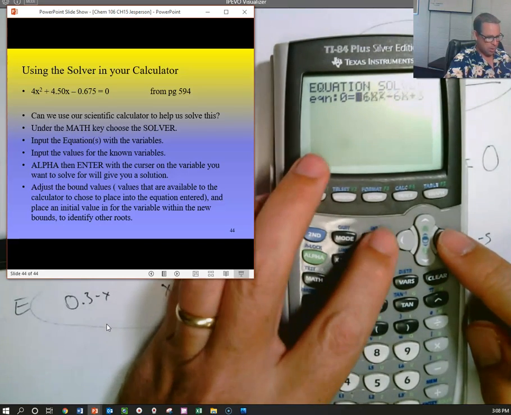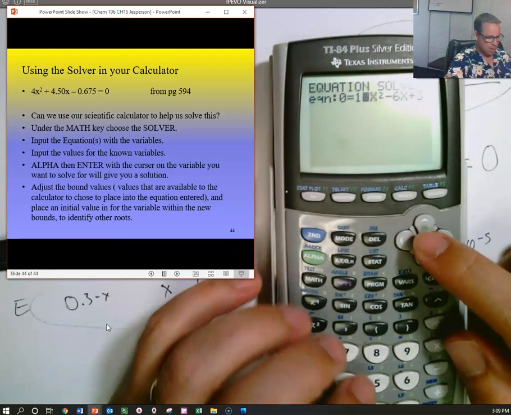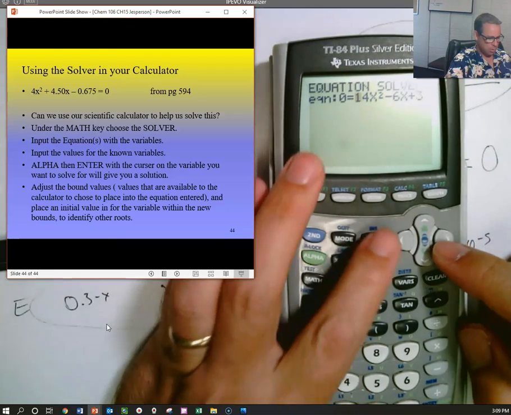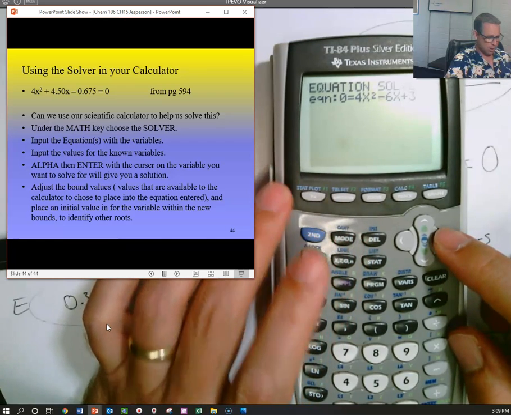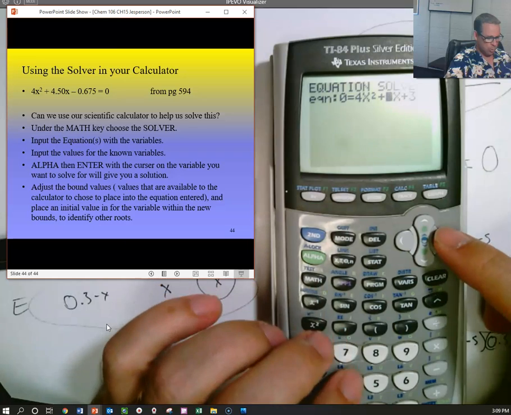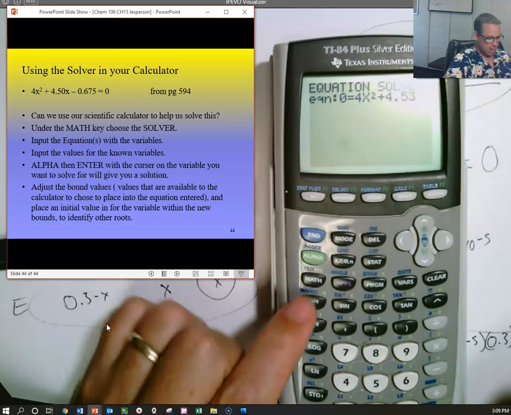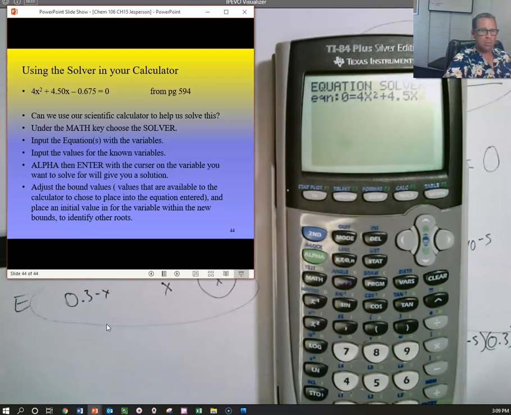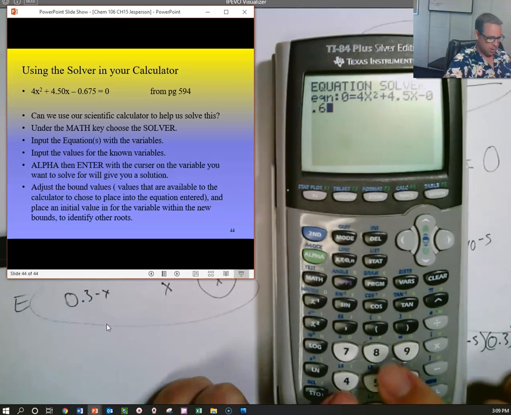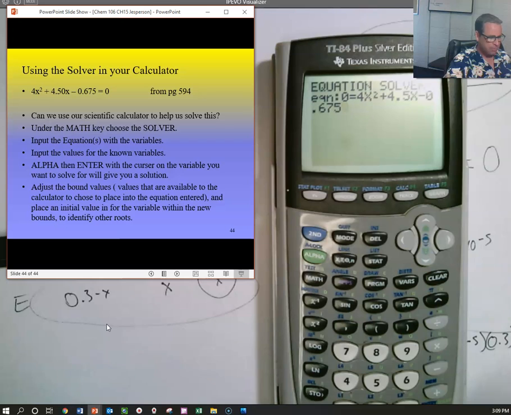So for this here, it looks like the equation that we want to write in is 4x squared plus, not minus, plus 4.5x minus 0.675. The x is achieved by clicking on this button here. So there I have my equation that I've written into my solver, and I can push enter.